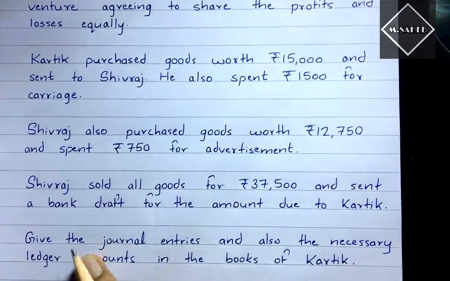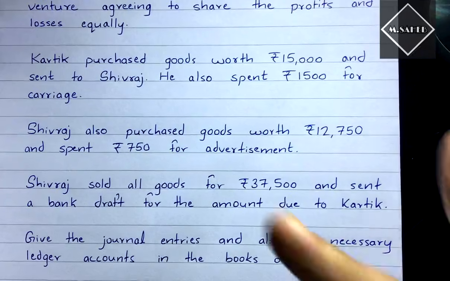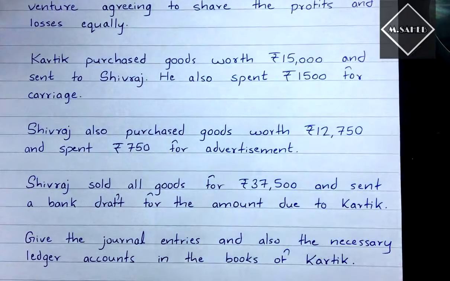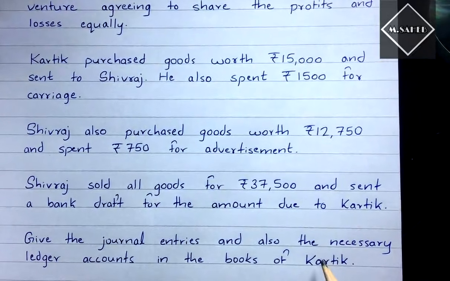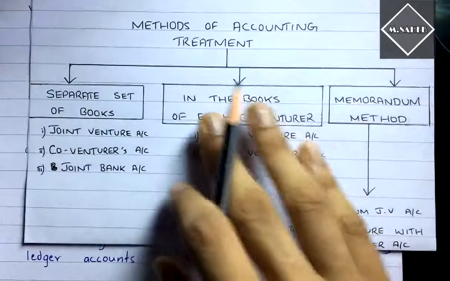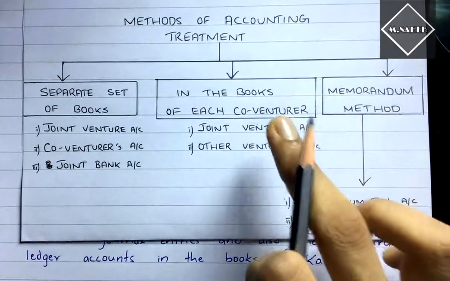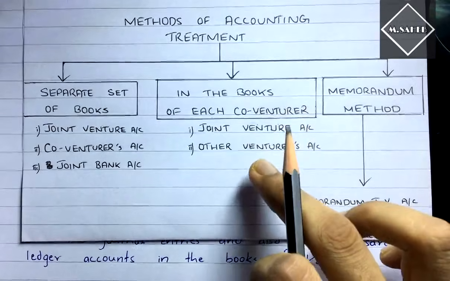And then here it is said to give the journal entries and also the necessary ledger accounts in the books of Karthik. By this sentence, you can understand that this is the second method, because it is specifically said to prepare the accounts in the books of Karthik. So you have to prepare in the books of each co-venturer. That is the second method. Each co-venturer will prepare his own books, the joint venture account and the other venturers' account.